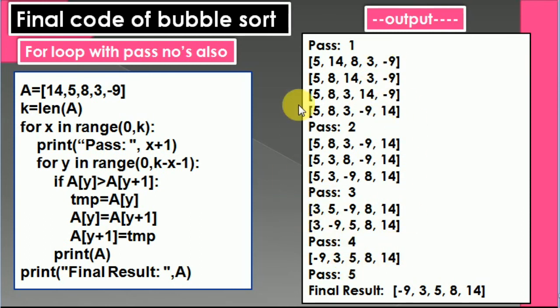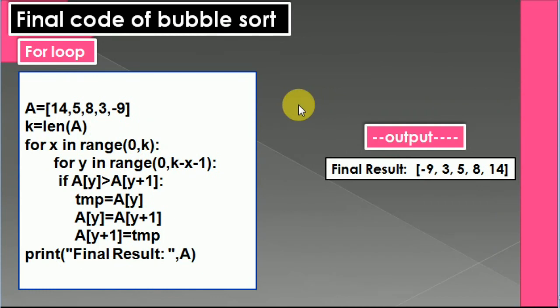And without these passes, here is the coding. This is the line: a equals the list of numbers, then the length k, then start the for loop for x in range 0 to k, for y in range 0 to k minus x minus 1, and then the condition if a of y is greater than a of y plus 1, then temp equals a of y, a of y equals a of y plus 1, and a of y plus 1 equals temp, and the final result is a. This is the final result of the bubble sort.